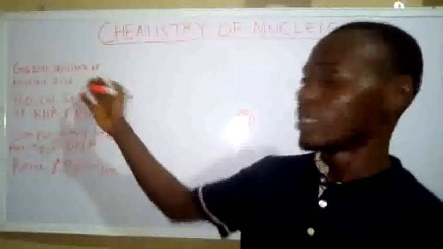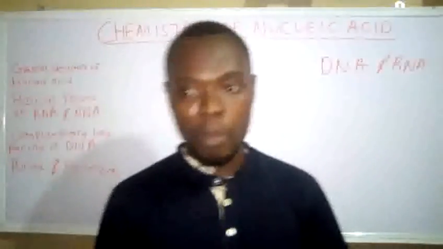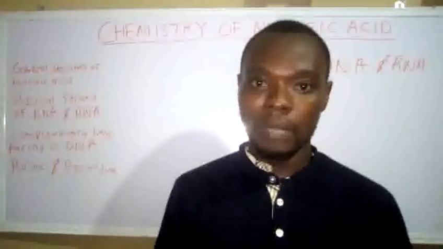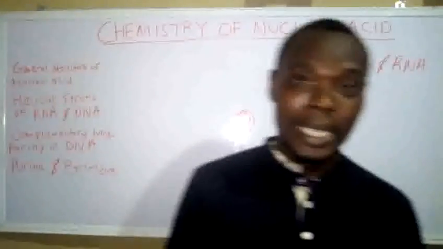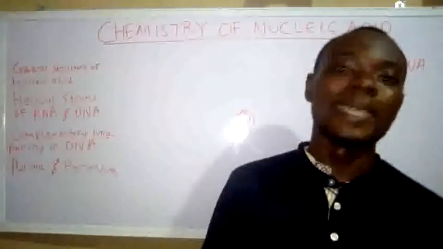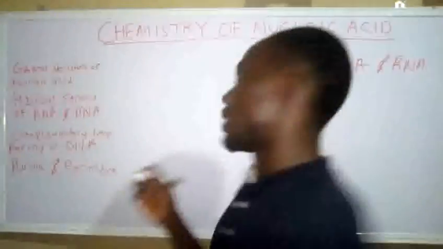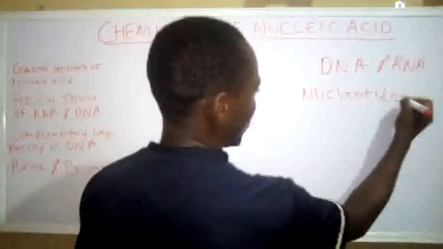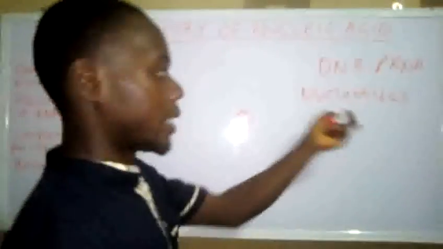So now let me quickly follow my guide here. Let me talk about the general structure of nucleic acid. Nucleic acid is made up of monomers, and the monomers of nucleic acid are nucleotides. Right? In the same way we have amino acids in protein, and simple sugars in carbohydrate, the repeating units of nucleic acids are the nucleotides. Let me write that down. Nucleotides are the repeating units of nucleic acid.